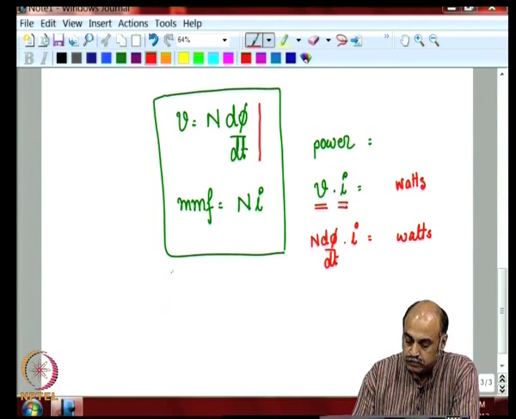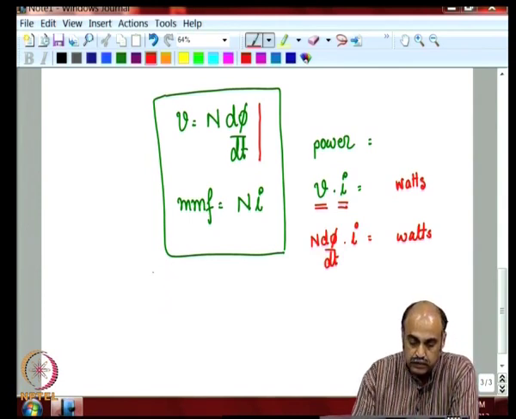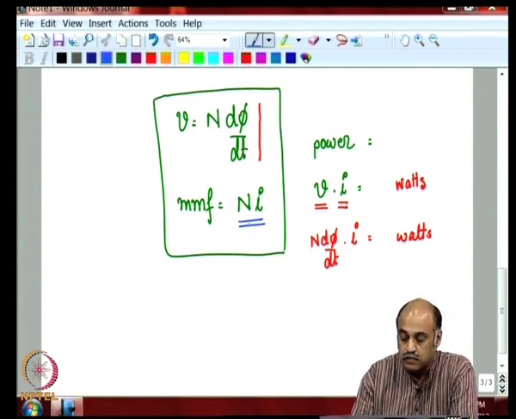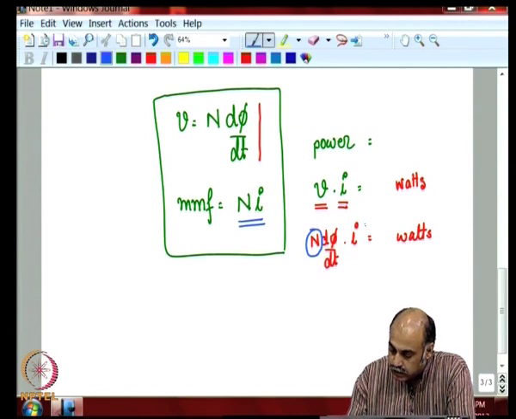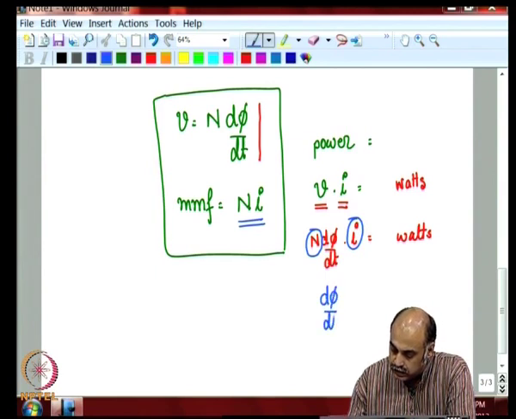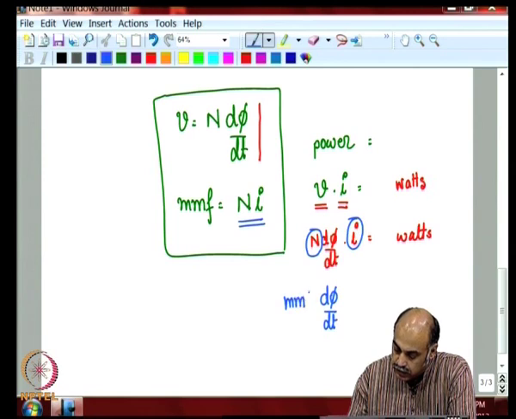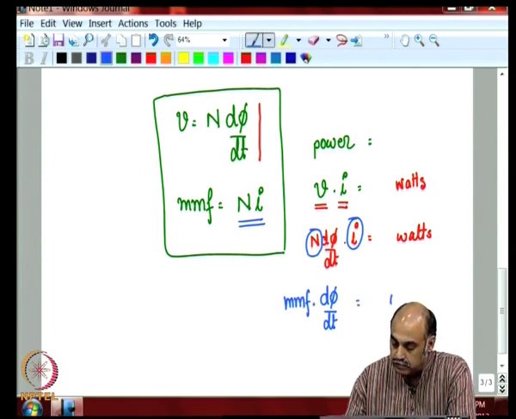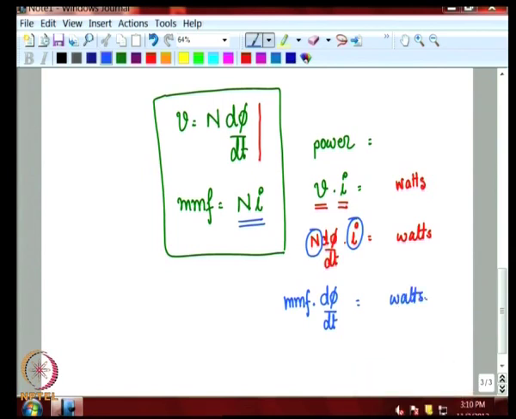Now, from the second equation, MMF is equal to Ni. Let us combine these two and you will get d phi by dt into MMF, which is again power in watts. So, you see that the power in watts in the magnetic domain is also composed of two variables, the potential variable MMF and the kinetic or flow variable d phi by dt, the product of which is power in watts.